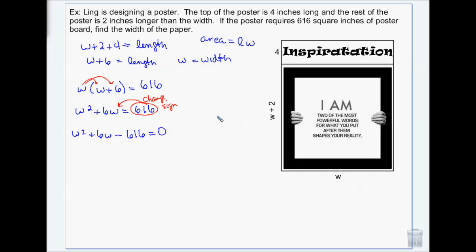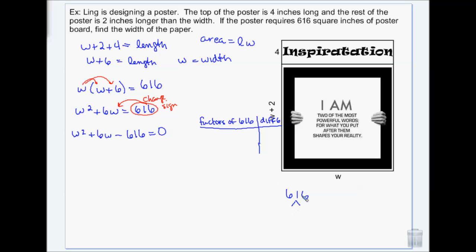I am looking for factors of 616 that will give me a difference of 6. Do you guys know those off the top of your head? No? Nobody? Do I look like I know this off the top of my head? No. Okay, so here's what I'm going to do.